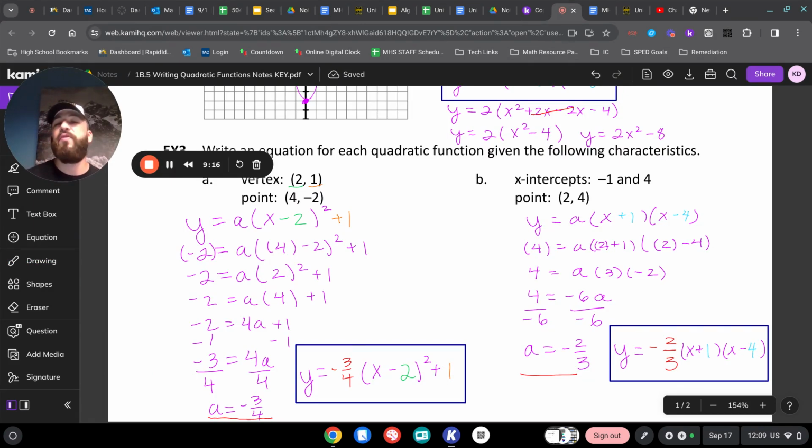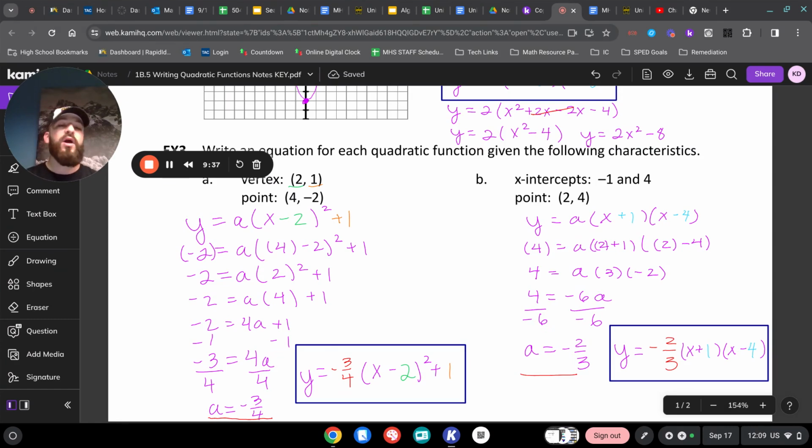So on example 3, we plug in that vertex of -2 and +1. Then we plug in that point of 4, comma -2. Simplifying all the way through, we do get an a value of -3/4. So we get y is equal to -3/4 times x minus 2 squared plus 1.